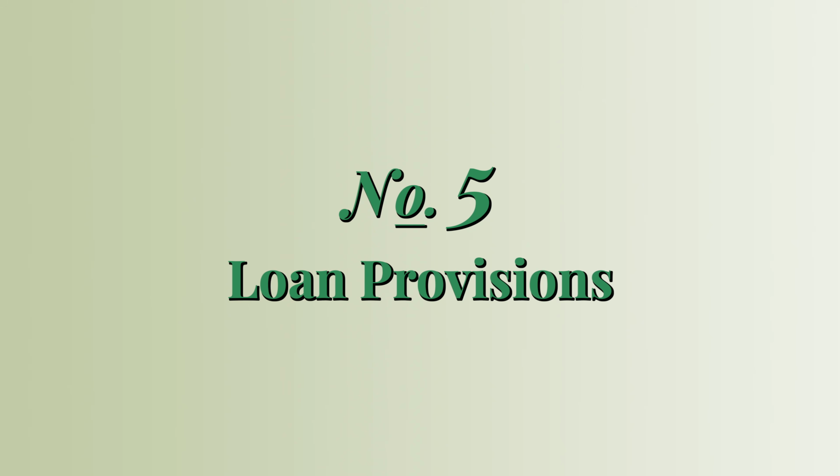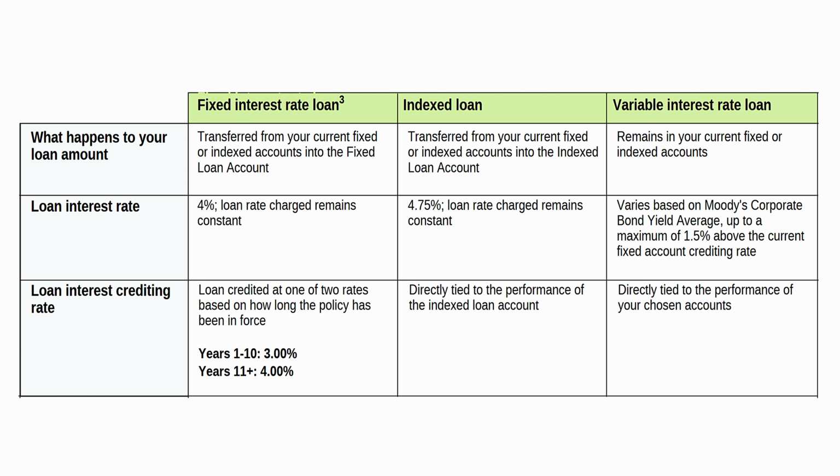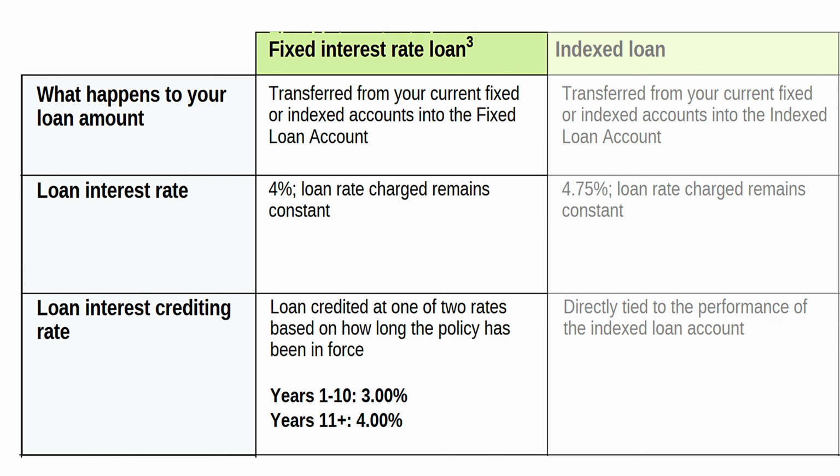Number 5, loan provisions. One of the biggest advantages of an IUL is tax-free access to your cash through policy loans. There are 3 main types: standard or fixed, indexed, and variable. The standard or fixed loan is typically the only loan available in year 1, and you do not want to take this loan if you can help it, because that loan amount comes out of your policy altogether, and then it is not earning interest.